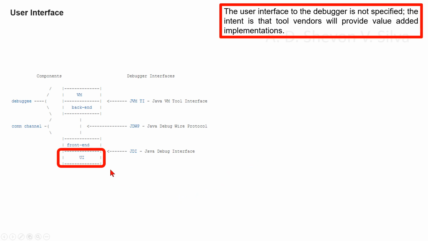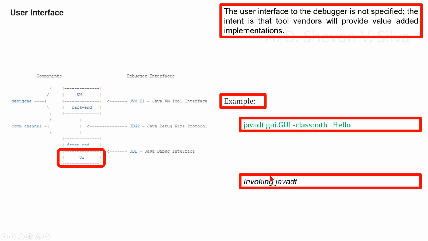User interface. The user interface to the debugger is not specified. The intent is that tool vendors will provide value-added implementations. As an example, we can consider this one, invoking JDB. Here you can invoke the JDB debugger as follows. Note this -classpath option controls the class path for the hello application.